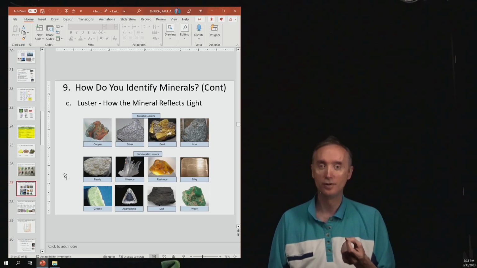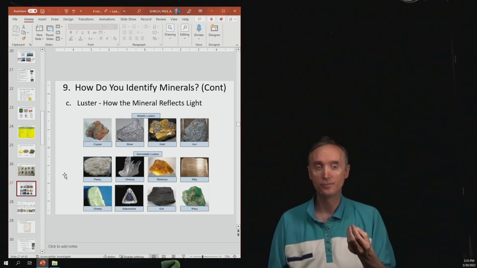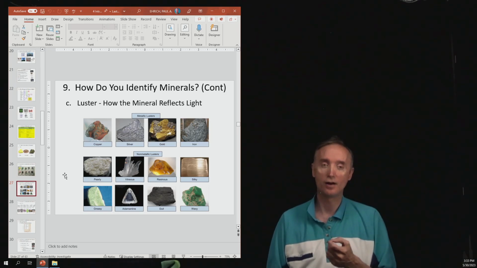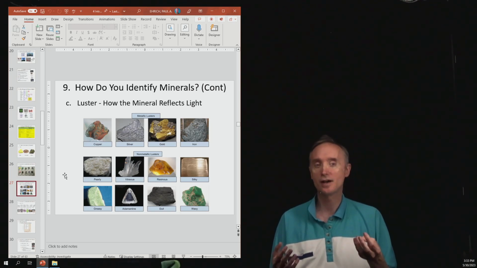So an example of a shiny luster, a metallic luster, would be galena, lead. So lead is going to be very shiny. Okay, on the other hand, quartz, well, it's shiny, but it's not shiny like a mirror. And so quartz is going to be a non-metallic luster.